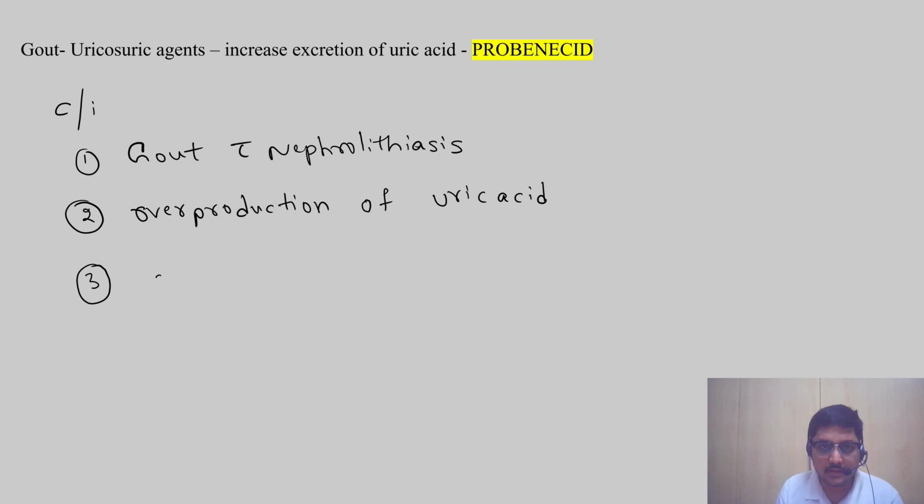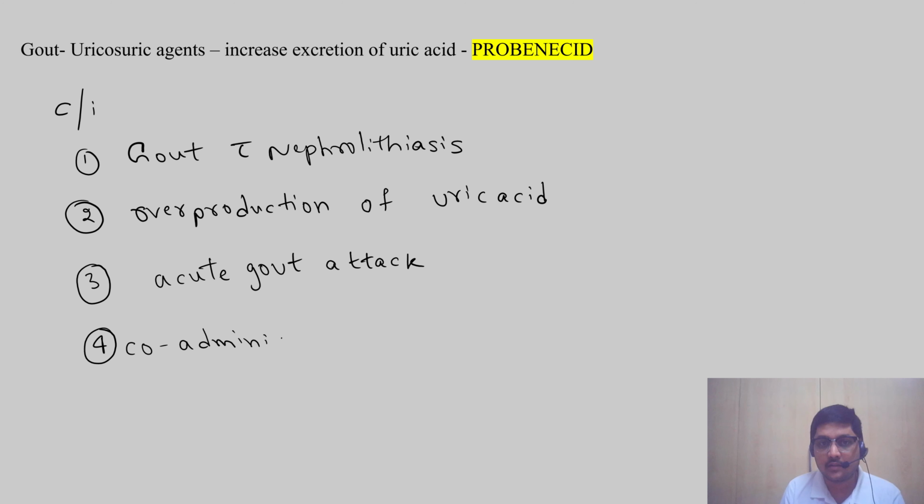And another contraindication for this probenecid is what I said just one minute back. In acute gout attack, don't give it as monotherapy, or try to avoid probenecid in acute gout attack. Okay, if you want, compulsorily you have to think of adding colchicine also here. And another contraindication is co-administration with salicylates. Don't do that, because salicylates, I told you, aspirin, inhibit the action of these uricosuric drugs. Okay, co-administration with salicylate is a contraindication.